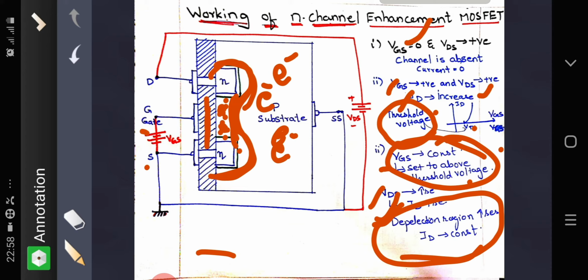At some positive voltage of VDS, the channel becomes almost narrow because of this depletion layer. If we keep increasing VDS, the current ID becomes constant and further it will not increase.